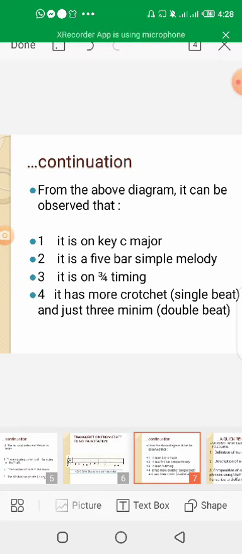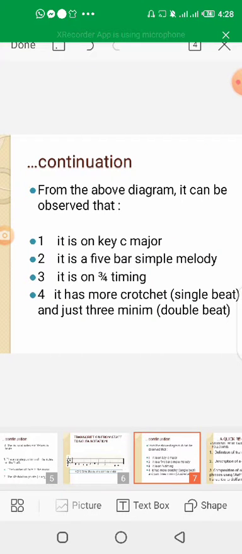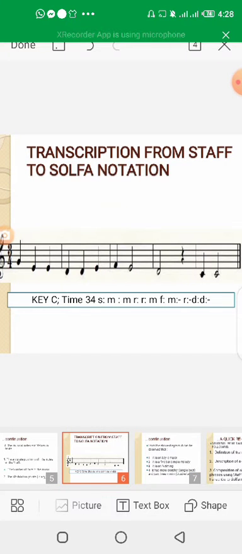Now let's analyze what we just saw. From the above diagram, you can observe that one, it is on key C major. The song is on key C major because it has no sharp and it has no flat. It is a 5-bar simple melody. 5 bars, you see.